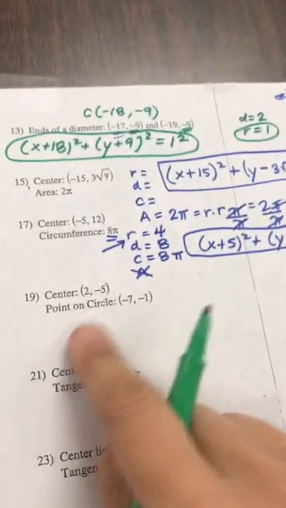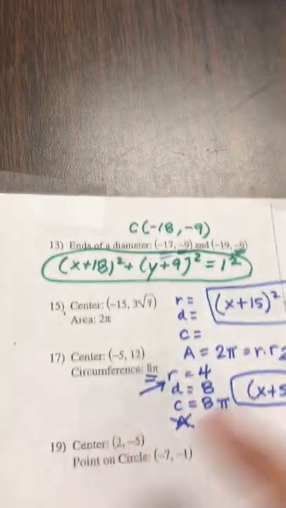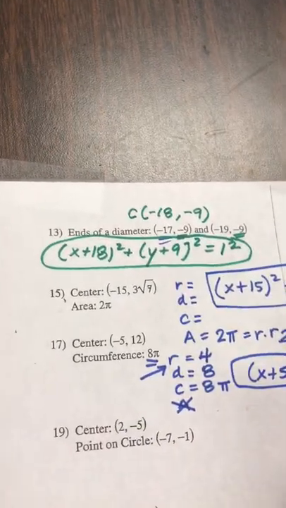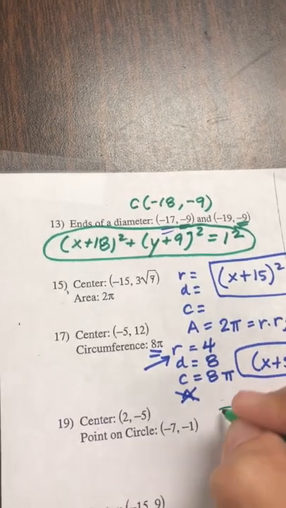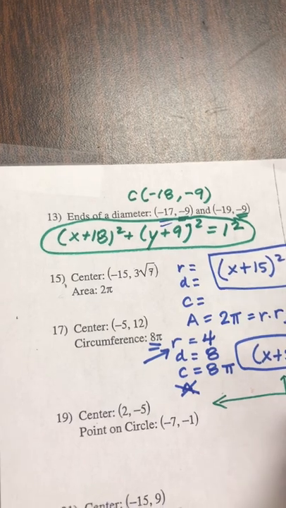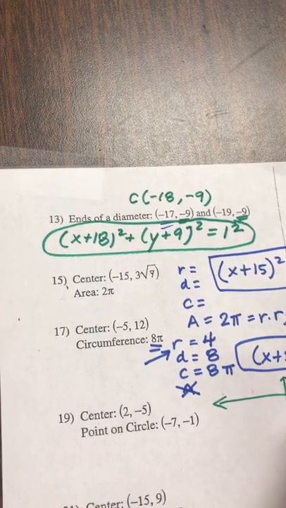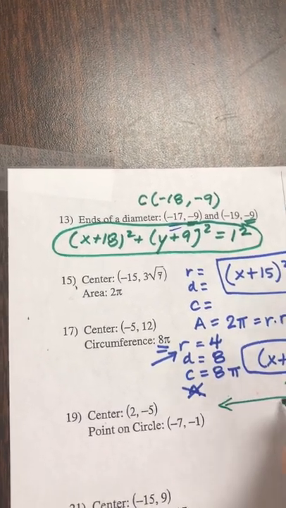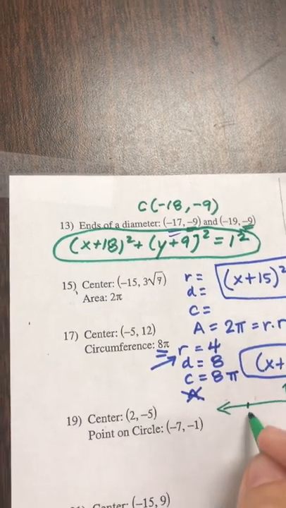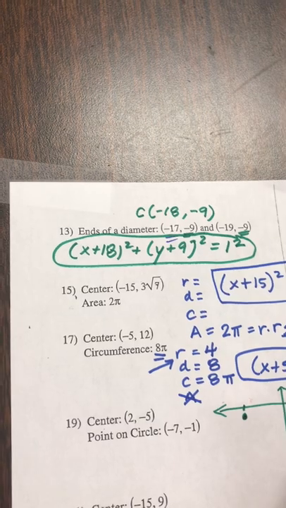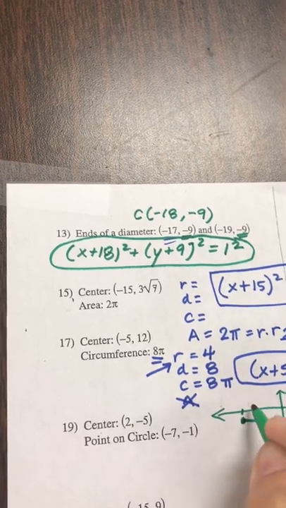So, let's take a look at another one. My center is at 2, -5. My point on the circle is -7, -1. So let's make a quick sketch. 2, -5, -7, -1. Okay, so this is my center. This is my point on the circle.